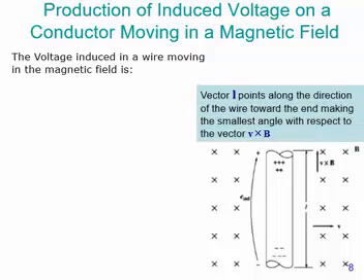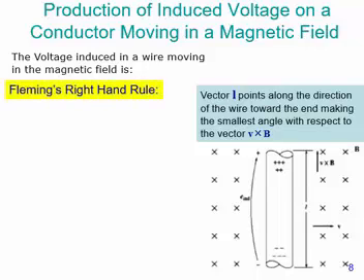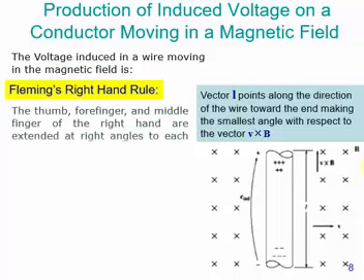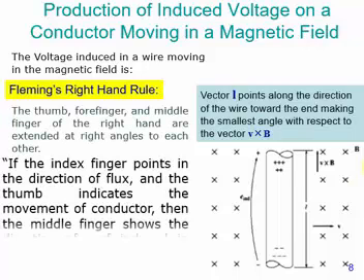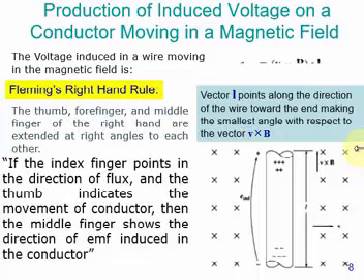The voltage induced in a wire moving in the magnetic field can be found by Fleming's right hand rule, and it would be equal to V cross B, scalar multiplied with the length vector L.